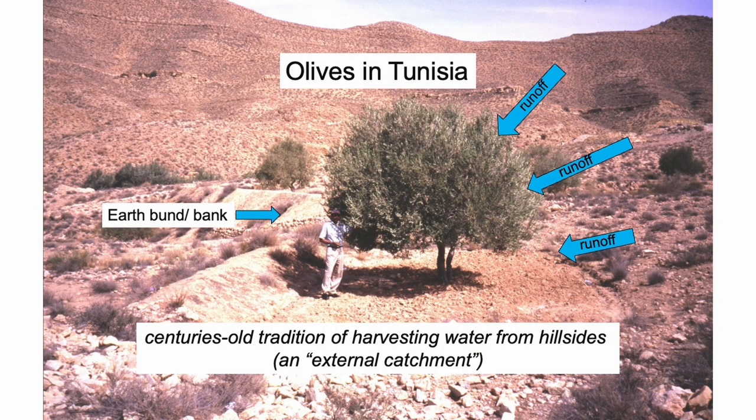Water harvesting is reputedly as old as agriculture itself. Here are olives being grown in arid areas of Tunisia. Runoff, when it occurs, and that's not often, is carefully collected from hillsides and channeled to the trees where they use it for productive transpiration, in other words, for their growth.